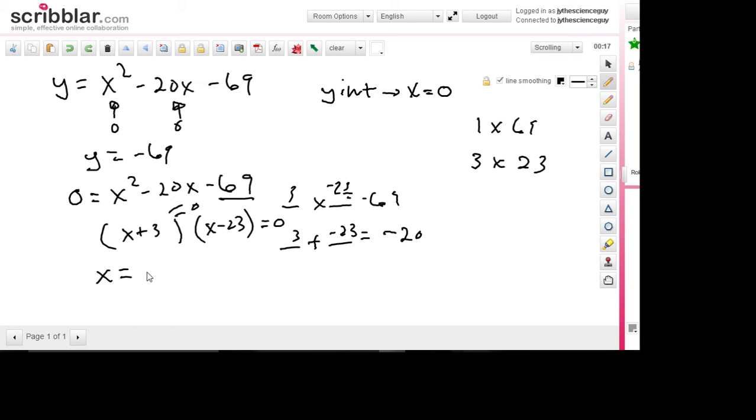Okay, so I'll write it out. X plus 3 equals 0. Solve for x. How do you move that 3? You subtract, so x equals negative 3. Do the other one. X equals 23. So those are the two zeros.